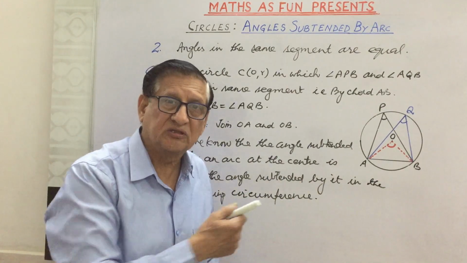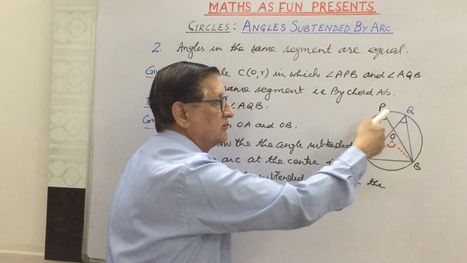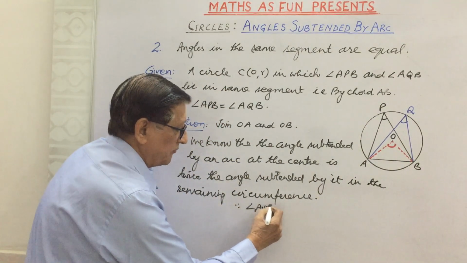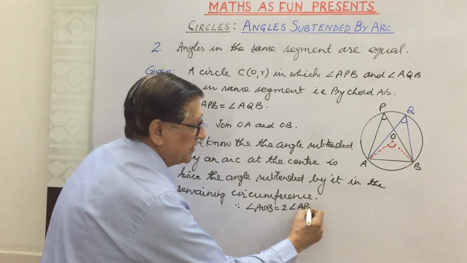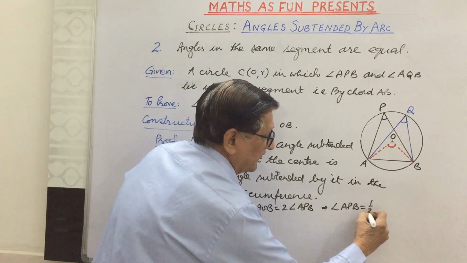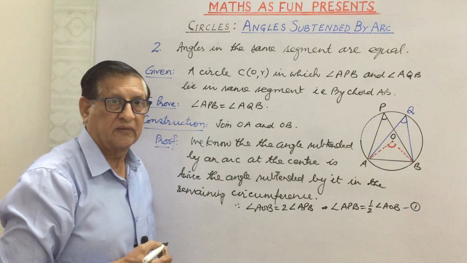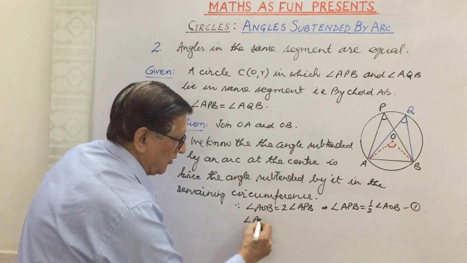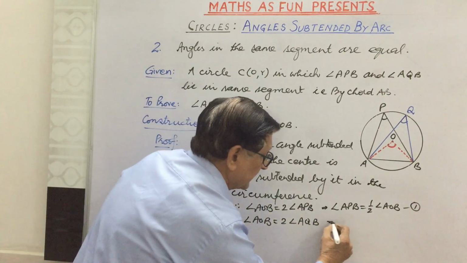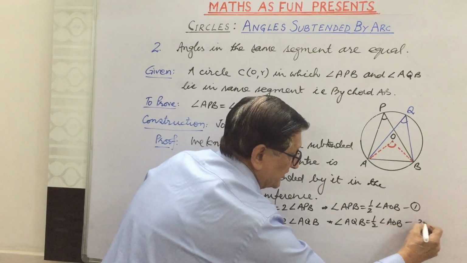So what we can write from this now? Here we are finding that this angle at the center and these are the angles in the segment. So we can write, therefore, angle AOB is equal to twice angle APB, which implies that angle APB is half of angle AOB. This we can write as 1. Also we get angle AOB is twice angle AQB, by which we get angle AQB is equal to half of angle AOB. This we can write as 2.